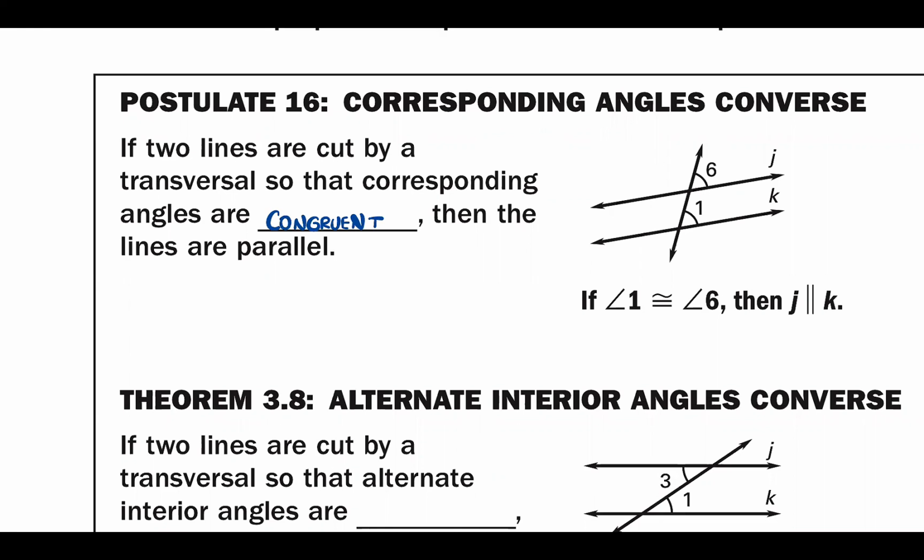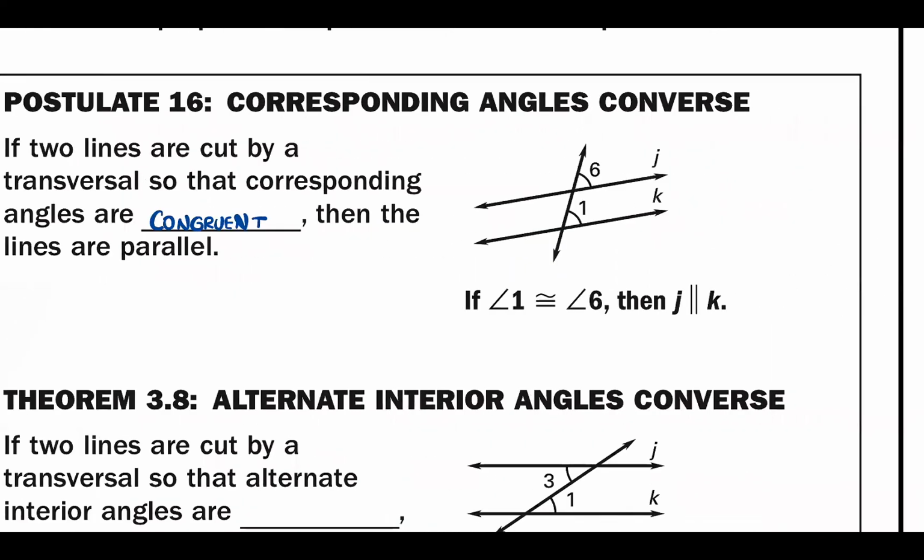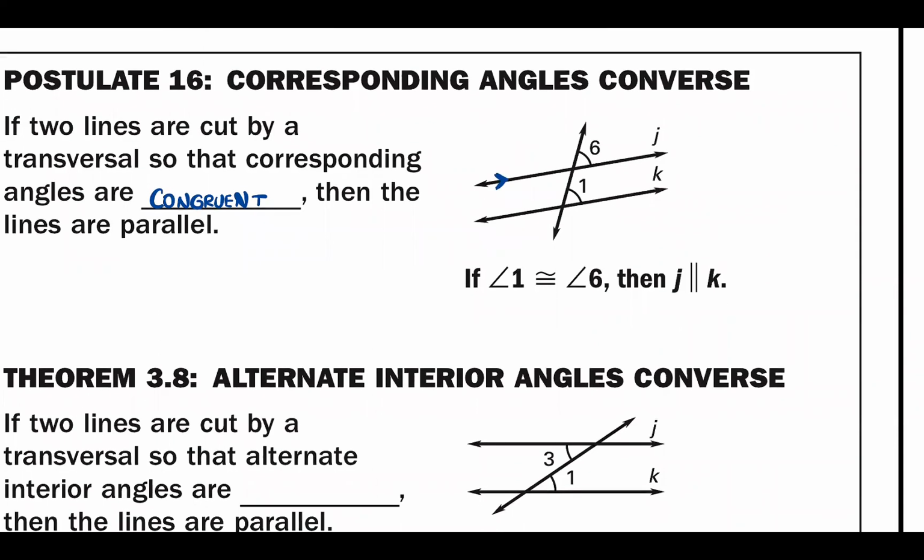And who remembers the symbol for parallel on our lines? How did I label lines parallel? Arrows on my lines. So remember I put the little arrows on there, the little half arrows? So when I see these little arrows on the lines, that means they're parallel.